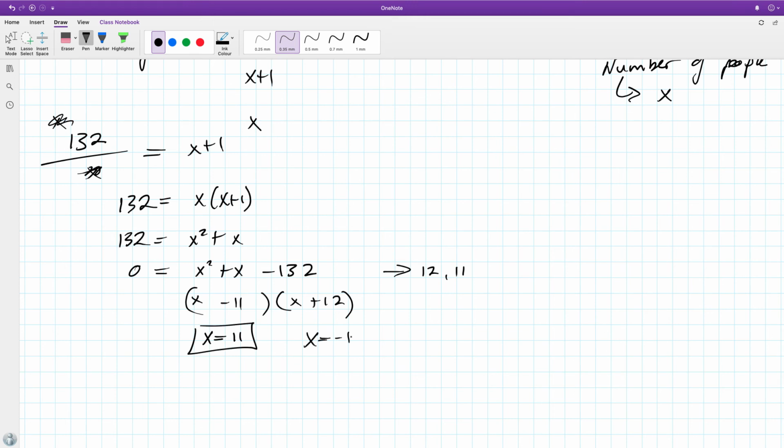x is equal to, knock off the minus 12 because it can't make sense. x is going to be equal to 11. You're going to have a good few of those to practice tonight. It's important you get your head around them because we're going to be jumping into the world of fractions.